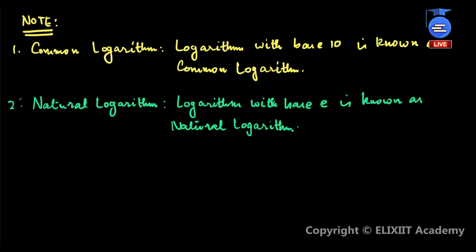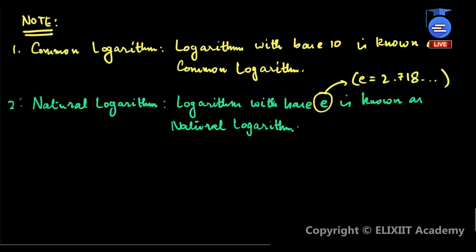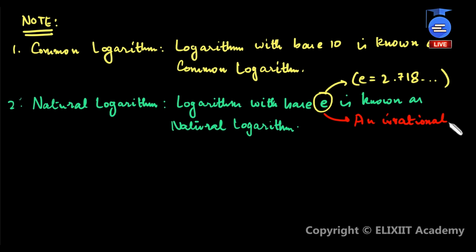Now natural logarithm: first of all, base e is what? What is e? E is Euler's number. What is the value of e? E is equal to 2.718. Remember this approximate value. This is actually 2.718 and so on. Meaning e lies between 2 and 3. And e is an irrational number, just like pi.